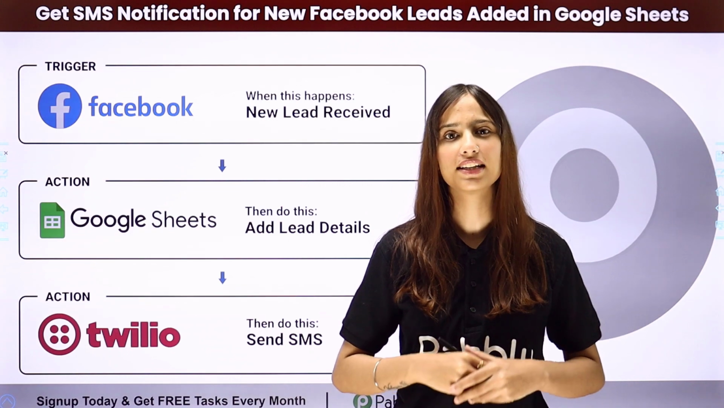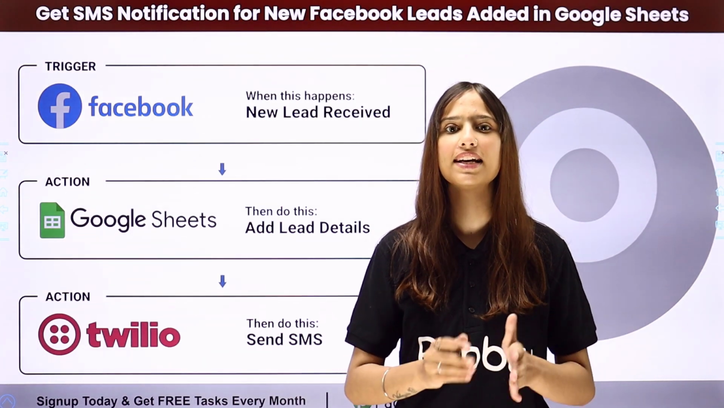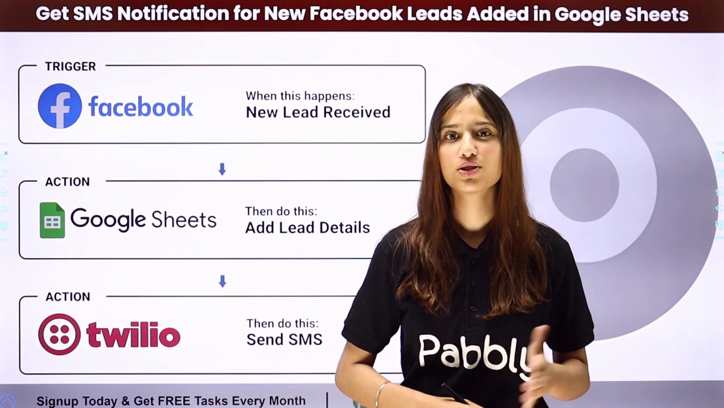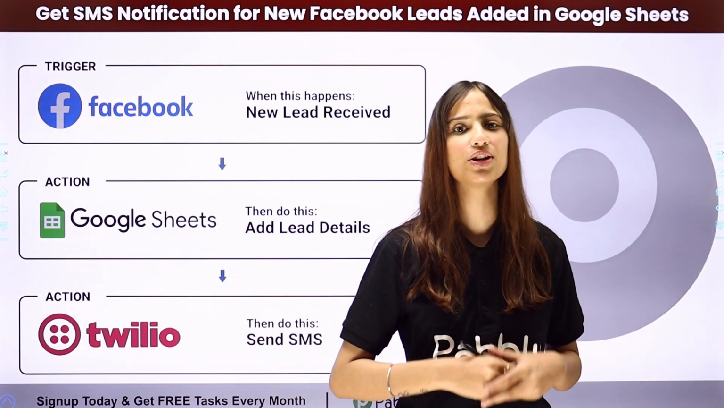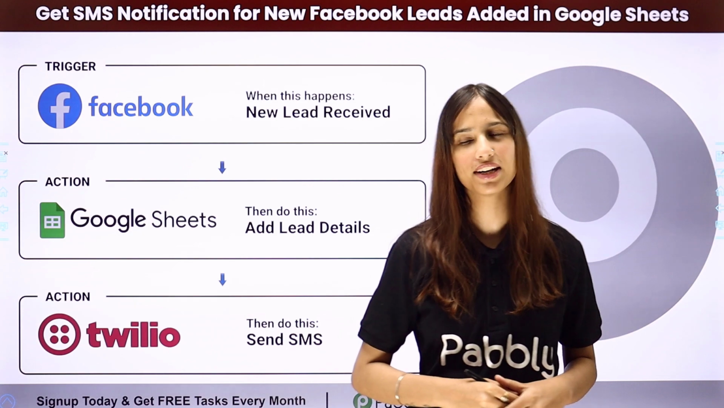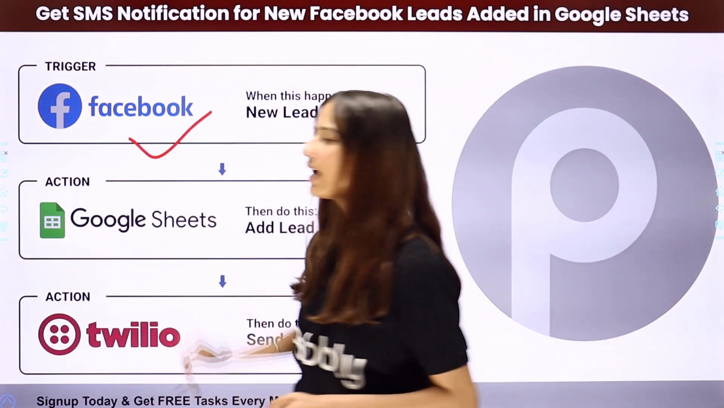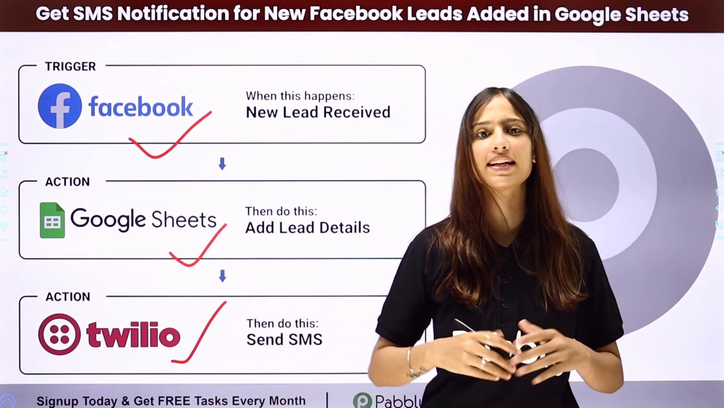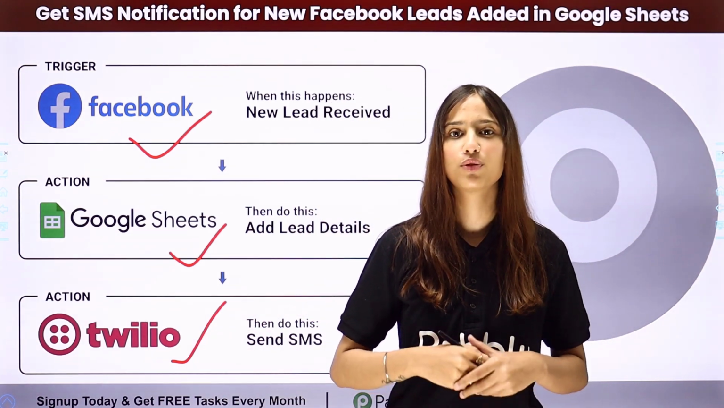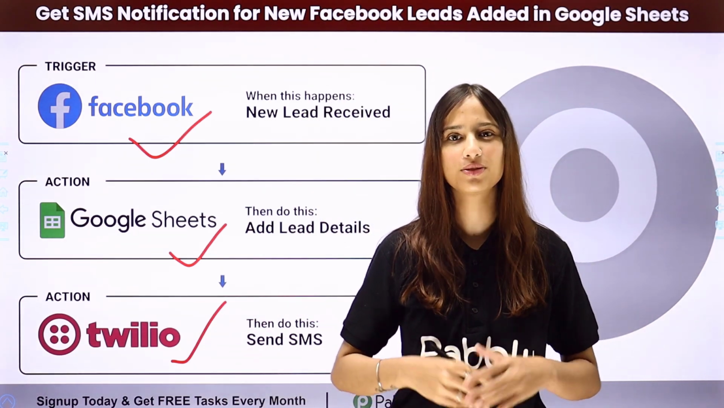Once the details are added in a Google Sheet, then I would like to get a SMS notification for the same. So now to do this, I need to build an integration between these applications, for which I'm going to use Pabbly Connect. So here my trigger application will be Facebook lead ads and my action applications will be Google Sheets and Twilio. So here to send the SMS, I'm using Twilio. If you want to learn more about this, follow me through the screen.